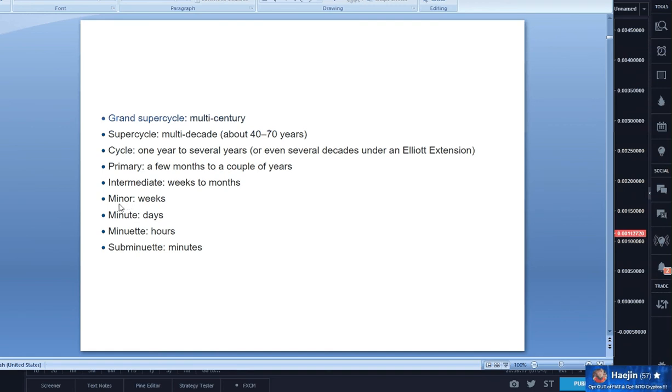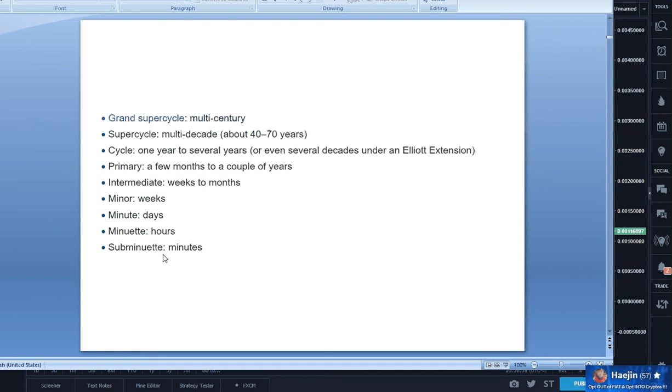So this doesn't necessarily mean you have to use a weekly chart. If wave 1 on a minor scale on a daily chart encompasses several weeks, you would use a minor degree count labeling. Intermediate, weeks to months. Primary, a few months. Cycle, year to multi-year. Super cycle could be 40 to 70 years or so. And grand super cycle will be multi-century.